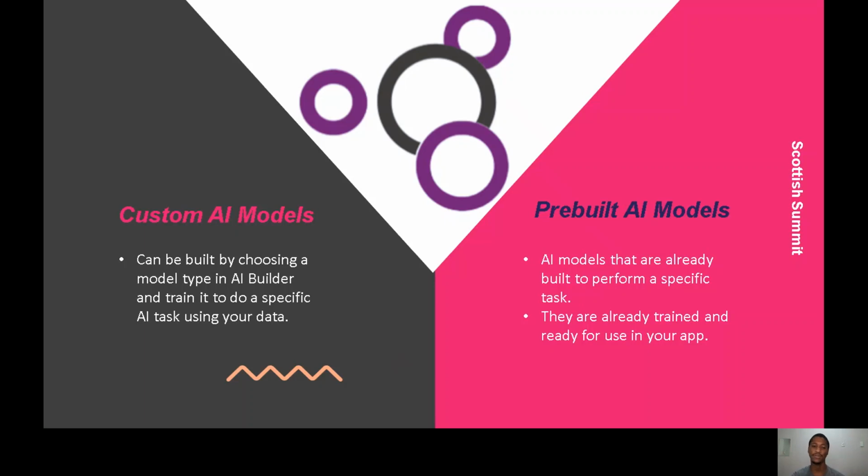The custom AI models can be built by choosing a model type in AI Builder and training it to do a specific AI task using your data that you feed into the model. Pre-built AI models are models that are already built to perform a specific task for you. They're already trained and they're ready for use in your app.